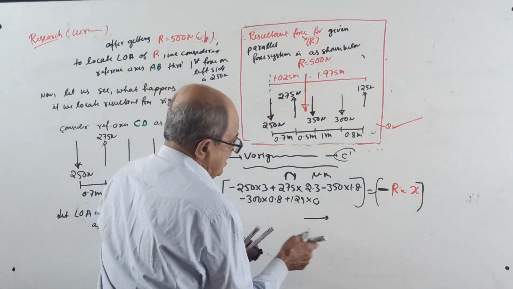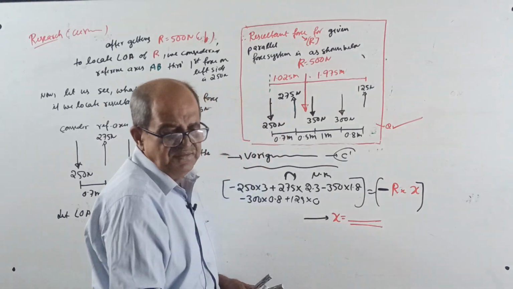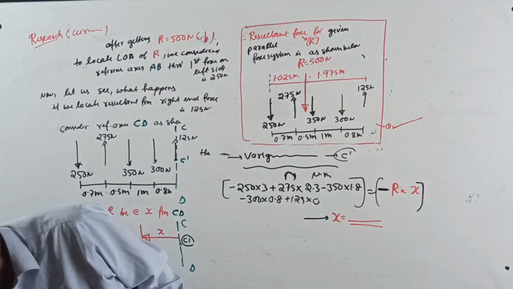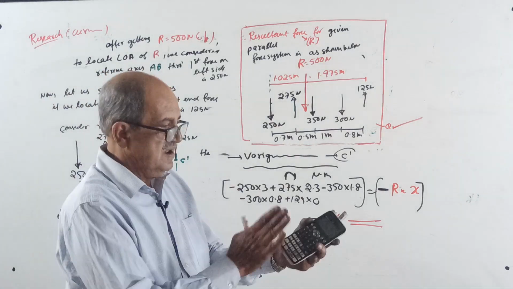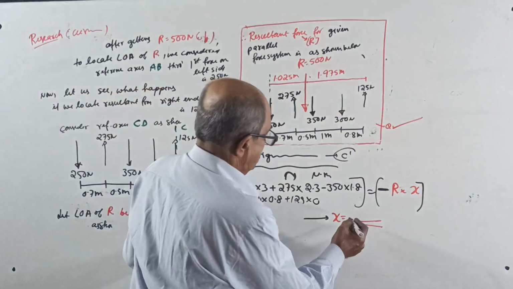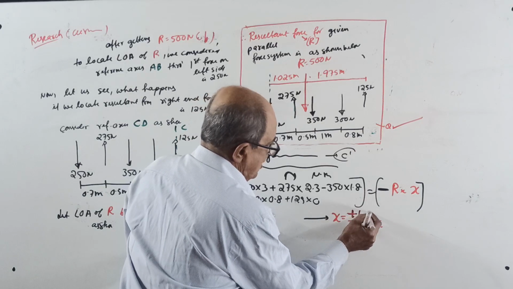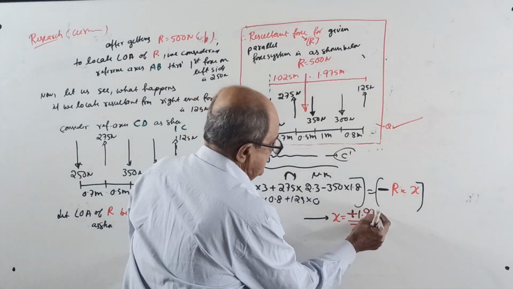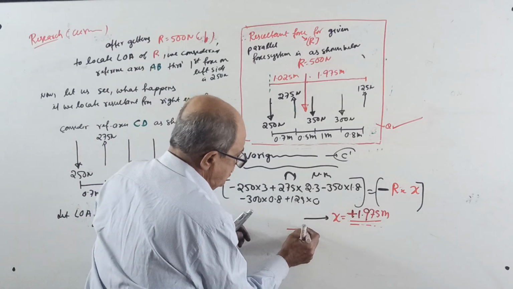I will not touch my calculator now. I will do one thing. Take the calculator and I will tell it, give me the correct answer. It will come plus 1.975 meter. Plus only will come. Right now, some note, you are right.